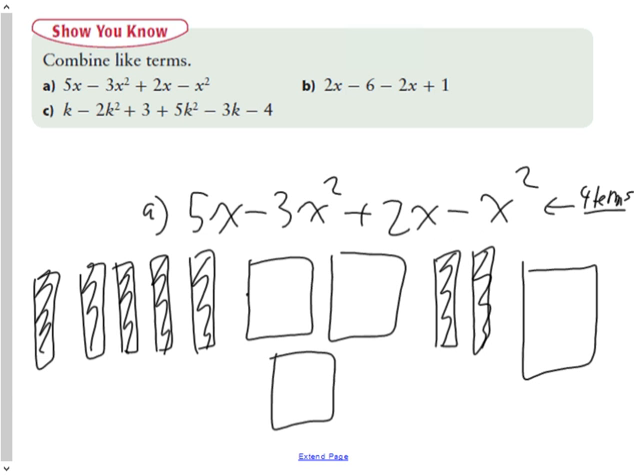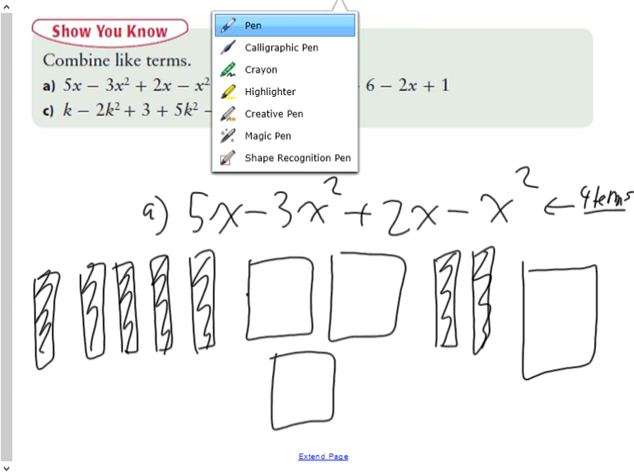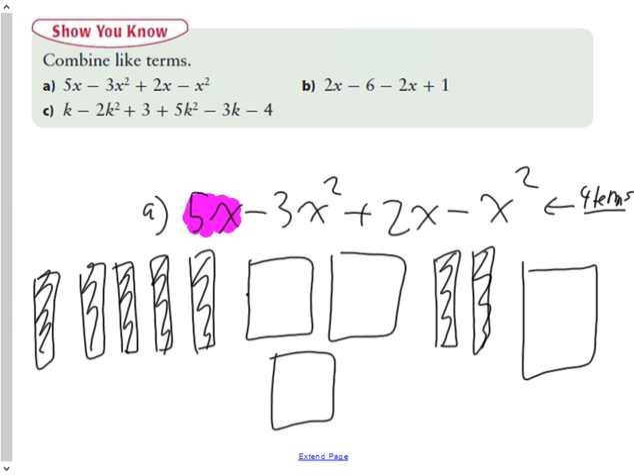I have 5x, a negative 3x squared, a positive 2x, and a negative x. But there are like terms. So for example, if I take my highlighter here and I highlight 5x, I have another like term over here of positive 2x. And what we're going to do is essentially take those like terms.